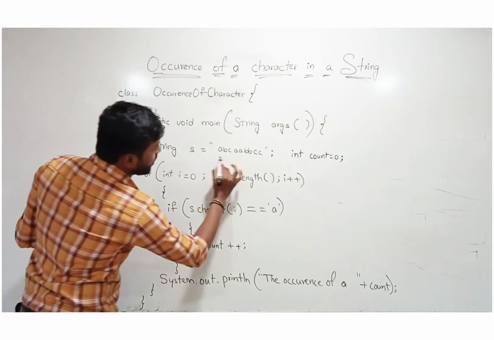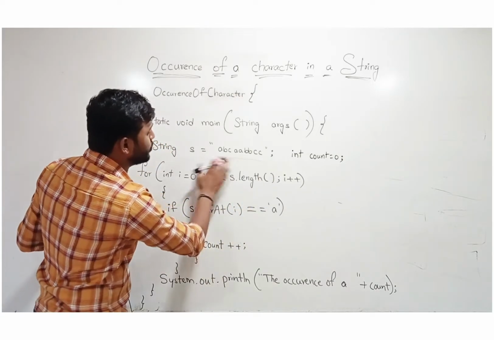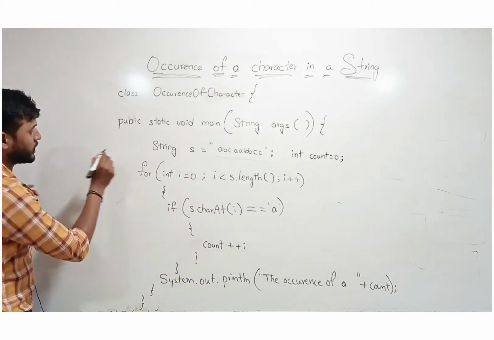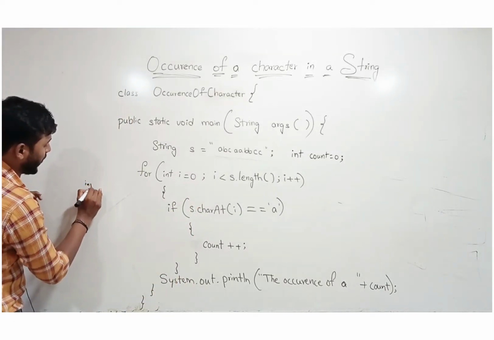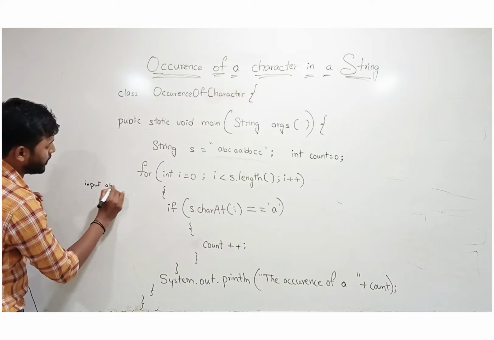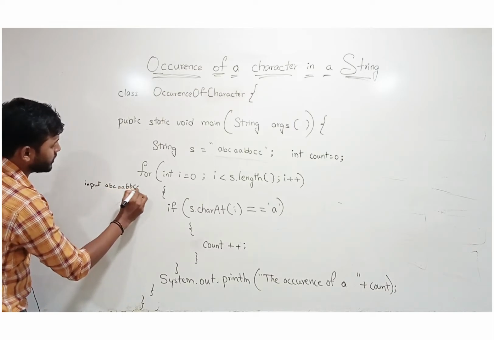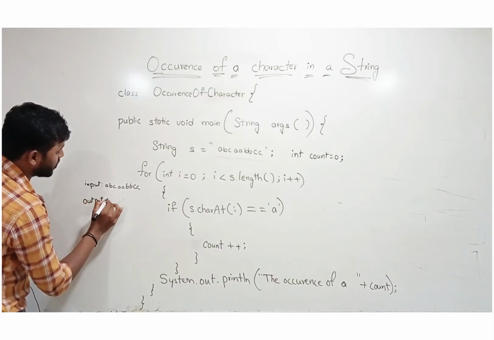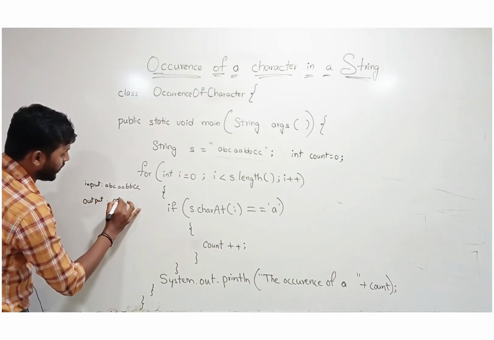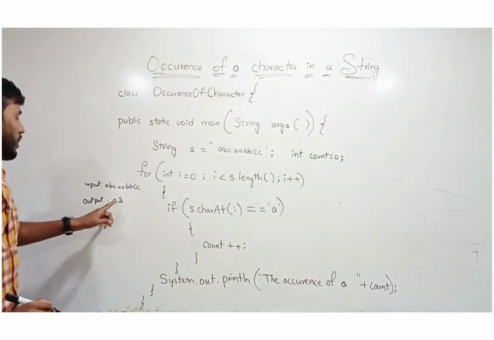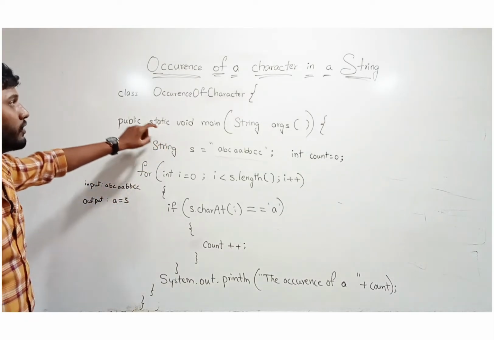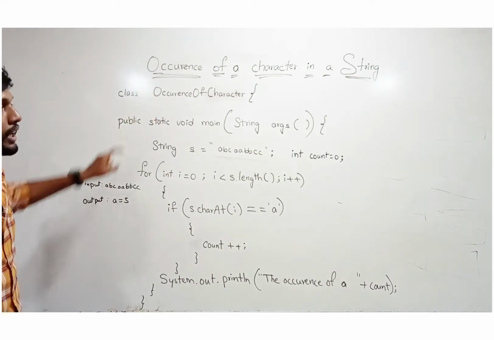Here we have one string. The string contains the value ABC, AA, BB, CC. In most interviews, they give the input ABC, AA, BB, CC, and then they give the output as A equal to 3. So we can assume that it is a program for the occurrence of a character or duplicate of a string.